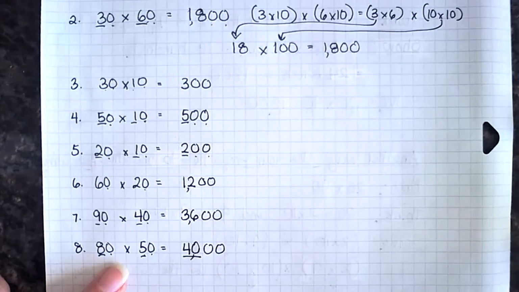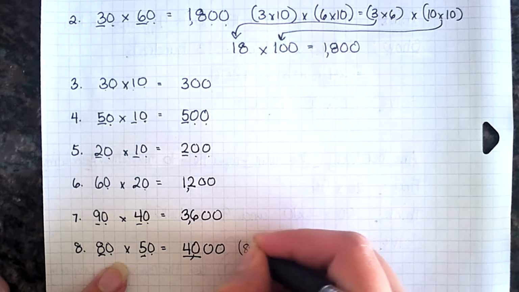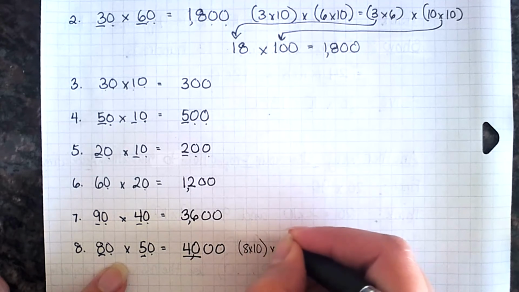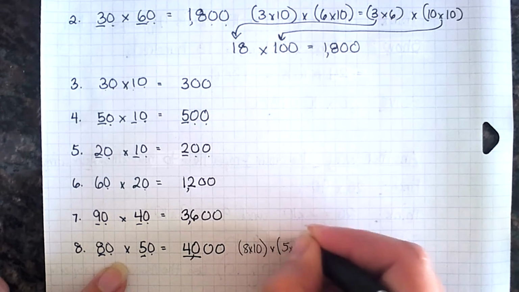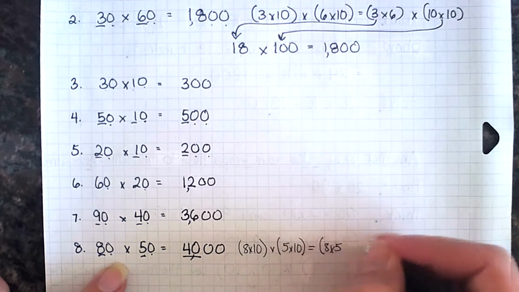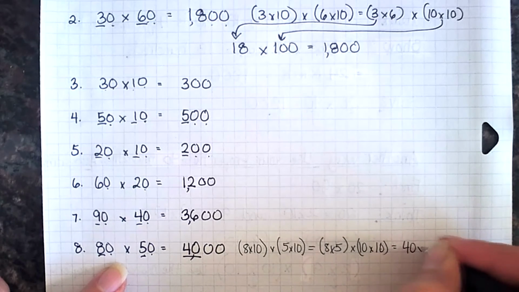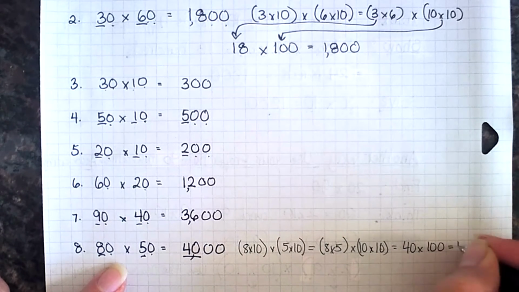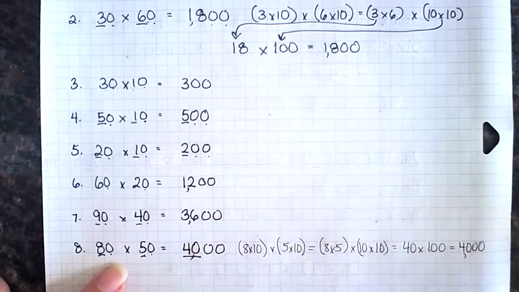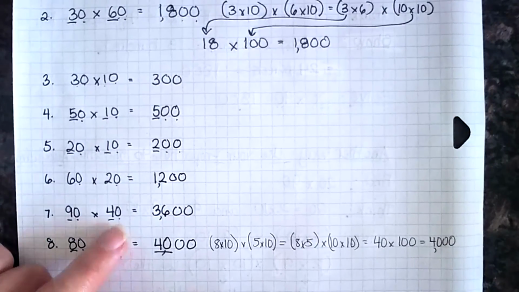So again, we'll break them down. 8 times 10 times 5 times 10. We'll rearrange them. We'll do 8 times 5 times 10 times 10, which gives us 40 times 100. That gave us 4,000. So break it apart into its individual pieces.